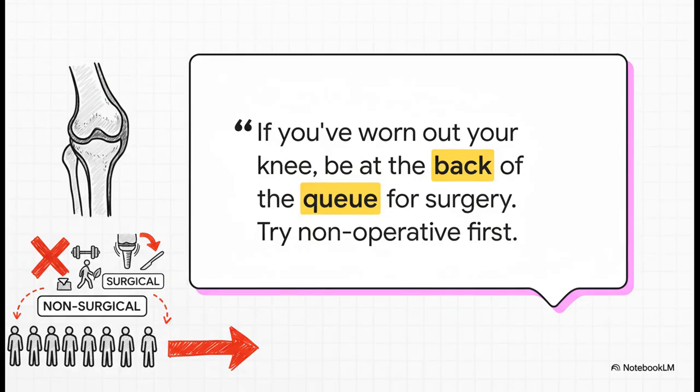I love this piece of advice from the surgeon in our source material. It's a little counterintuitive, but it's brilliant. If you have an acute injury, like a torn ligament, yeah, you want to be at the front of the line to get it fixed. But for a worn-out arthritic joint, you actually want to be at the back of the queue for surgery. Give all these other treatments a real, honest shot first. It's the best thing you can do.